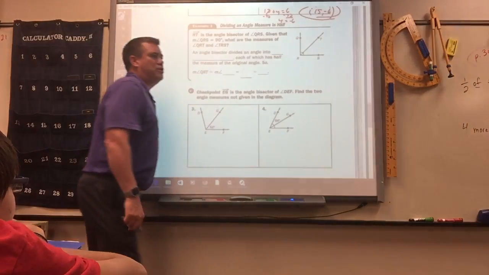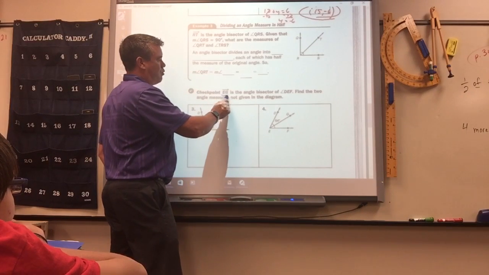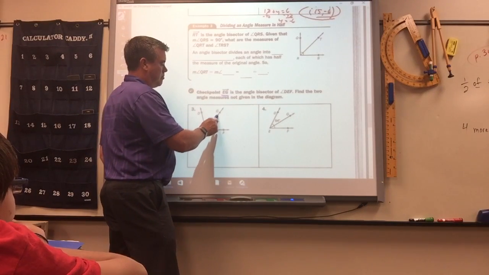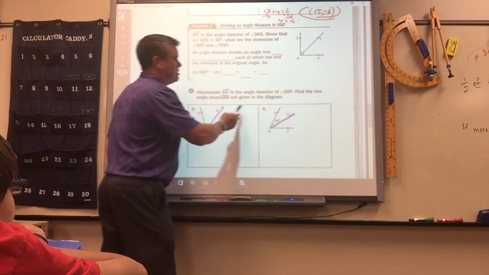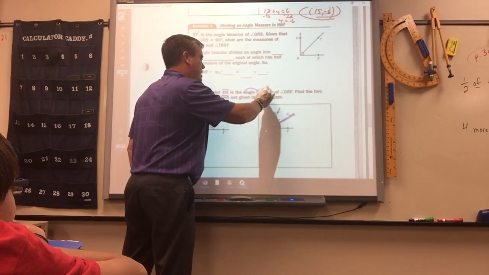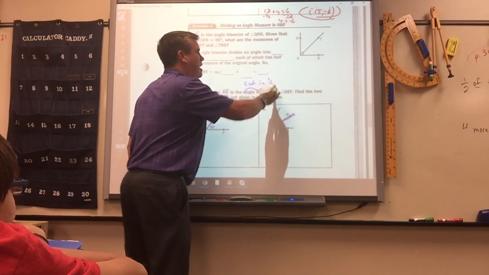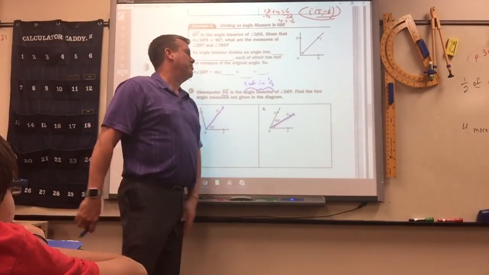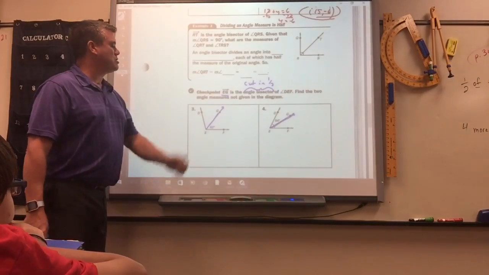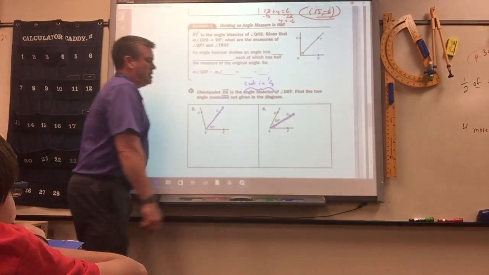Now these, when you're doing problems, you're going to want to spot. It tells us ray EG is an angle bisector. So what does angle bisector mean? It means that it cut it in half. In half means they're both the same. Find the two angle measures not given. They make these more complicated than they have to.